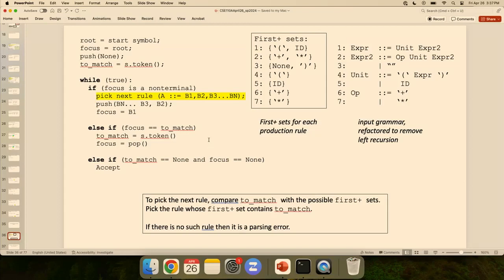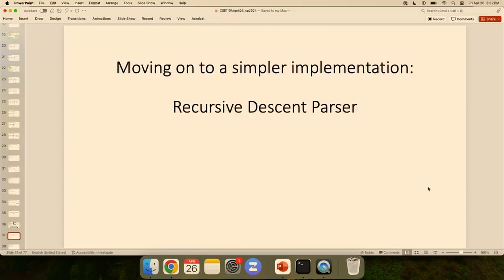Specifically, you compare toMatch. Remember, you get toMatch from your lexer. toMatch tells you the next token you need to match. And then when you need to pick a rule, you compare toMatch with the first plus set, and you find which one your token is in. And that gives you now this grammar where you don't actually have to make a choice here. You know what that choice is going to be.